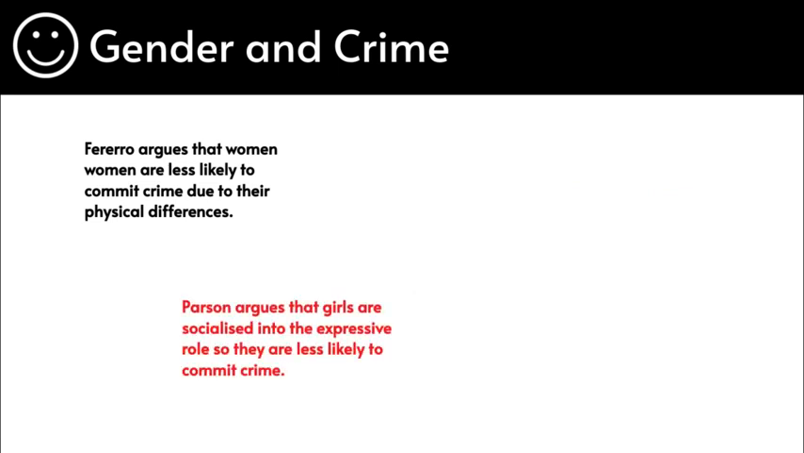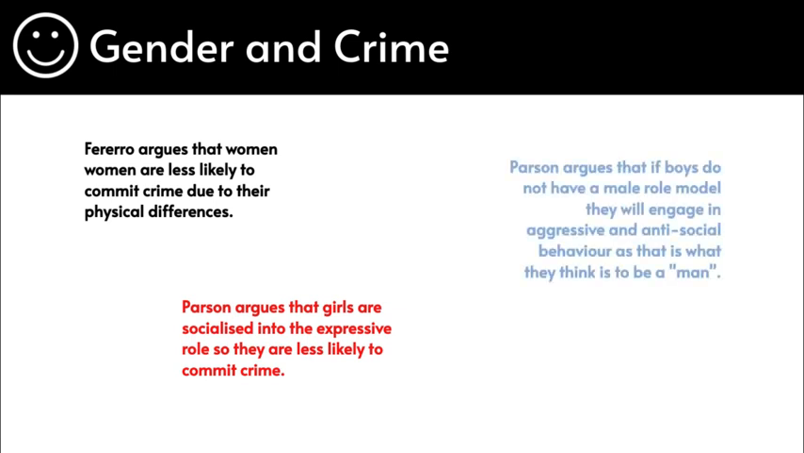Parsons, another sociologist, argues that girls are socialized into an expressive role, so they're less likely to commit crime, because as we looked at in family and education as well, women are always socialized into this expressive, caring sort of subculture. As a result of being socialized in this caring subculture, they are less likely to commit crime.